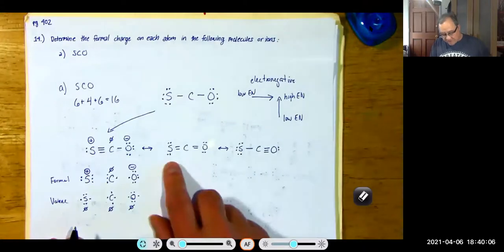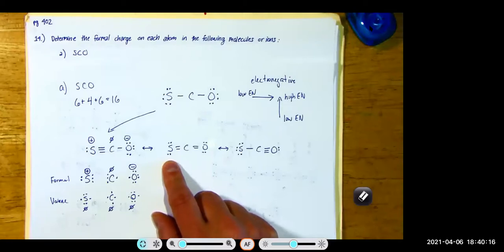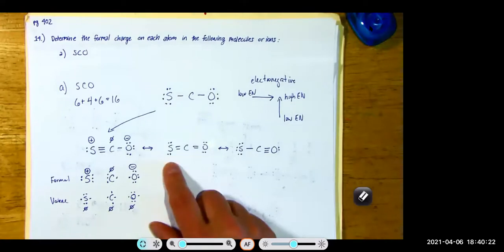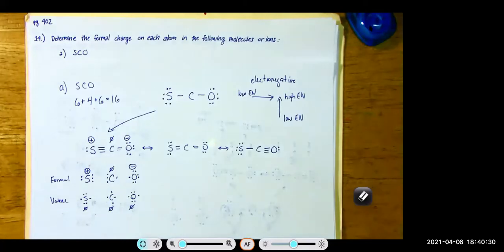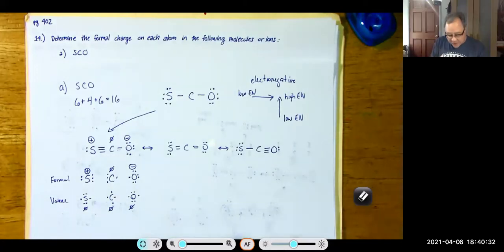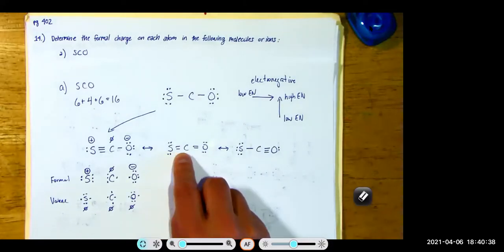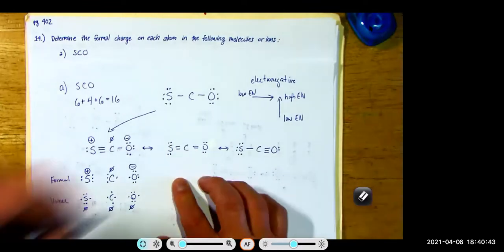Okay, how about this sulfur? How many does it have when it's neutral? 6, because it's in group 6A. How many does it have formally according to this structure? It has 6, because remember, formally we split these. And it should have 6, so its formal charge is 0.